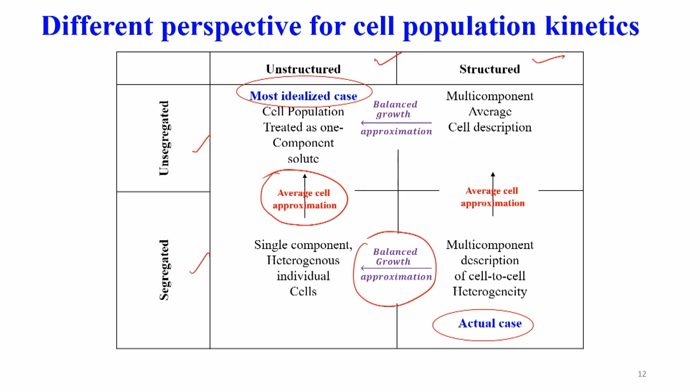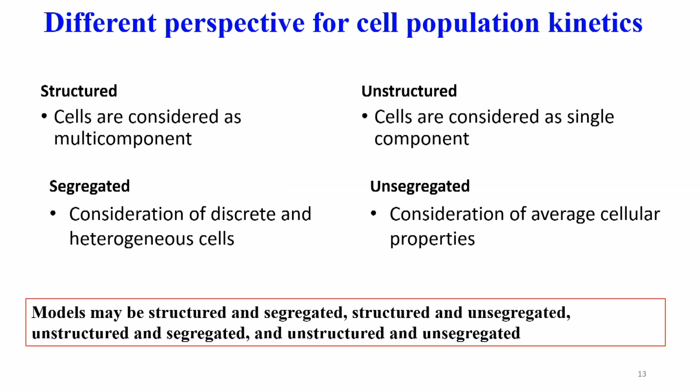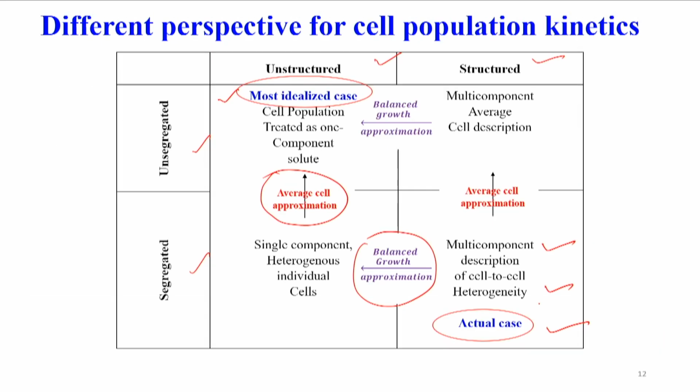So, which is the most ideal one? The ideal one is both simplified, unstructured and unsegregated, and the actual case is segregated and structured. So, here we are considering multi-component and cell to cell heterogeneity. This is the actual case. So, here what it says: structured, unstructured, segregated and unsegregated.